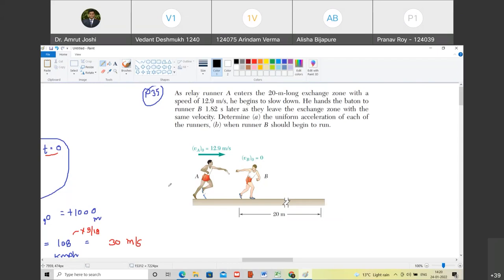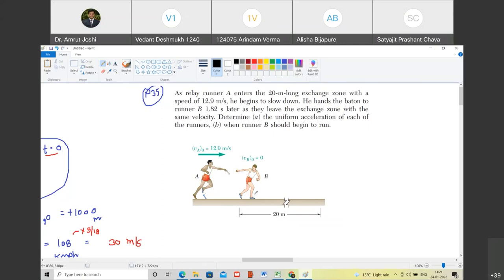So yes, this is the process. Runner A is in full swing. He enters this transition zone with the velocity in full swing. At that time, just a few seconds before, runner B would have noticed that runner A is about to enter the relay zone. So he starts accelerating. So his speed goes on increasing, his velocity goes on increasing. Whereas runner A, after entering the transition zone, starts slowing down. And whenever their speeds become equal, are you with me? The baton is transferred. So that's what is being described here.